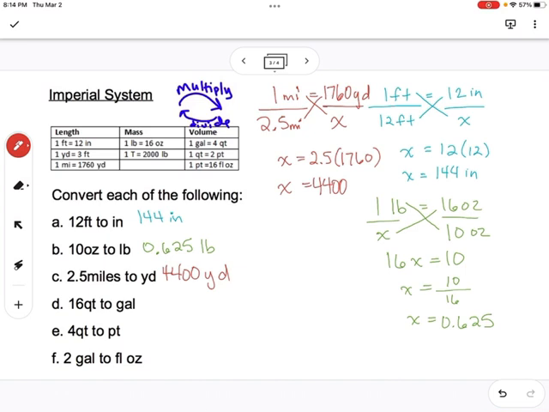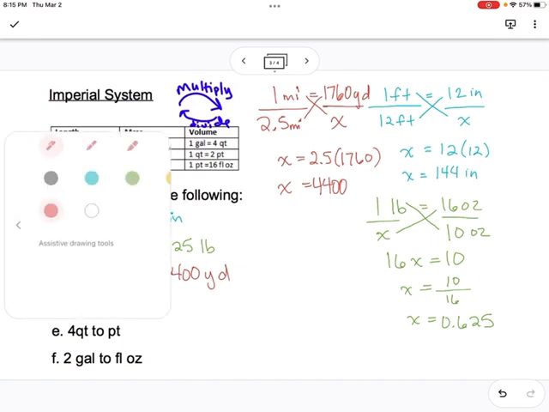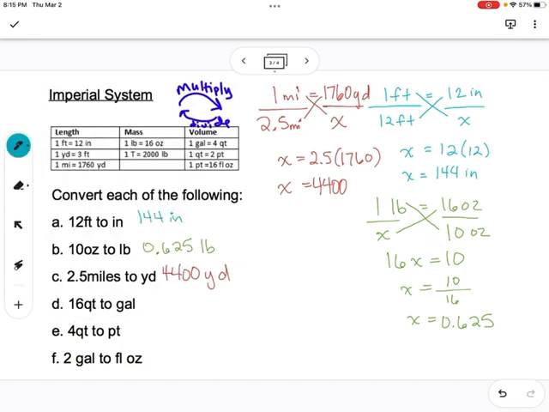Okay, the next one, we are going from quarts to gallons. So 4 quarts are in 1 gallon. Because we're going from right to left, we're going to be dividing. So we'll have 16 divided by 4, and that gives us 4 gallons.